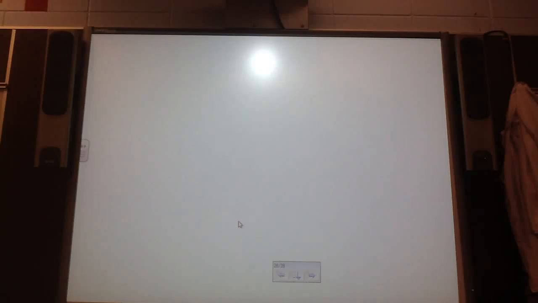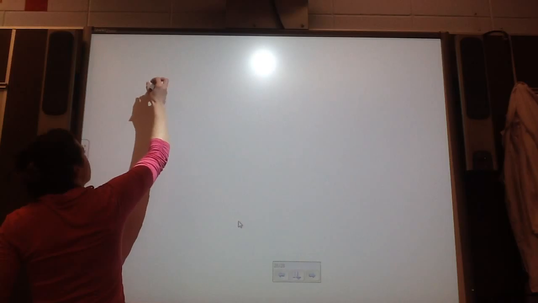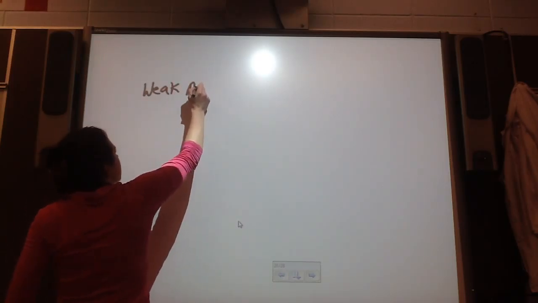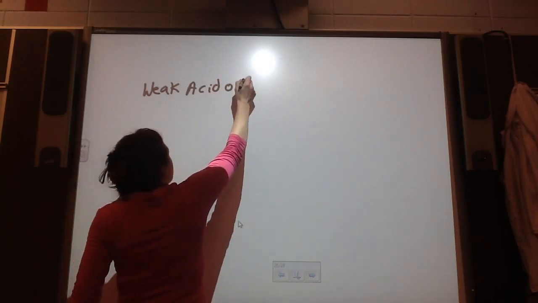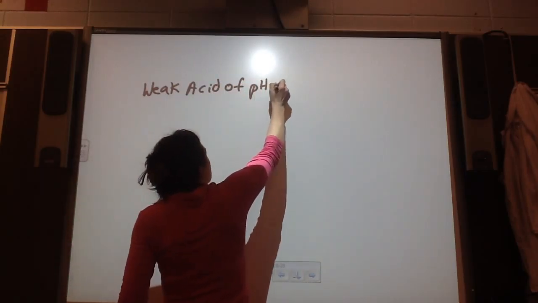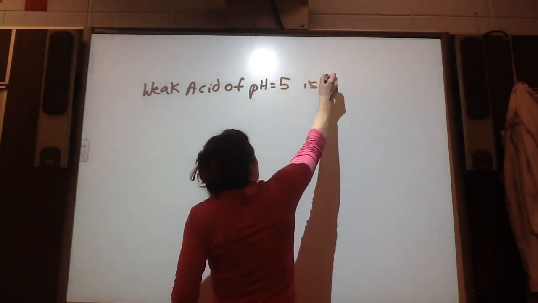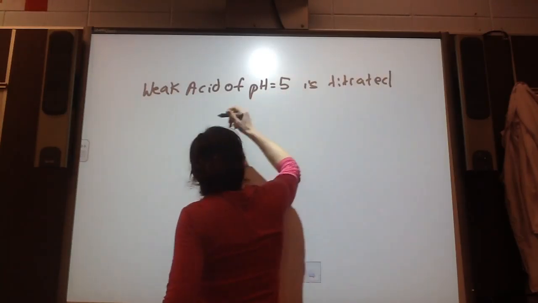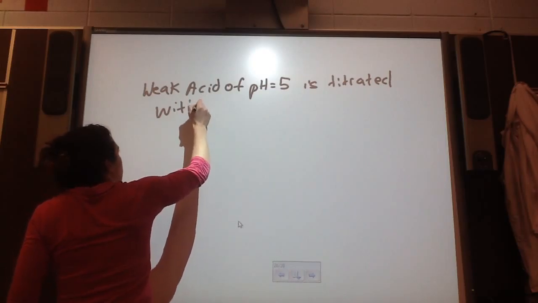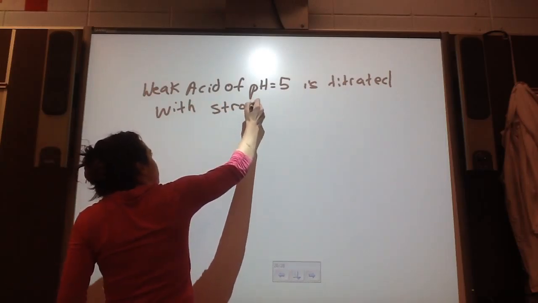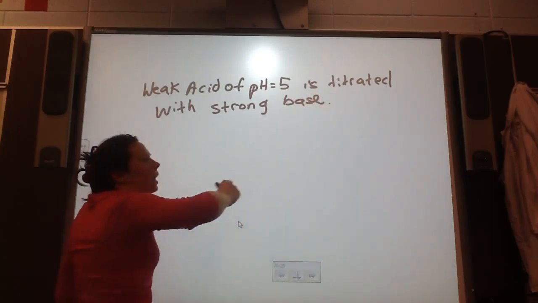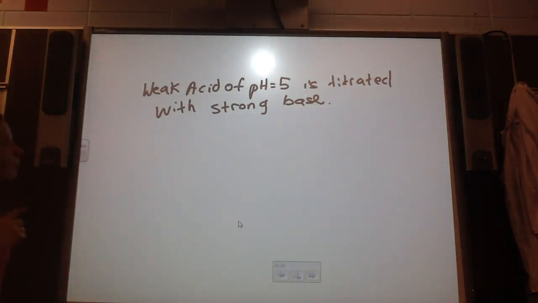Say, what if I was told that a weak acid of pH of 5 is titrated with a strong base. Okay, that's all I'm told, and I need to graph it.